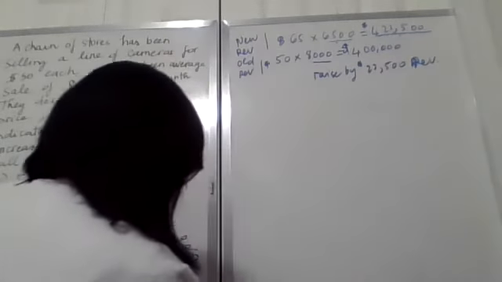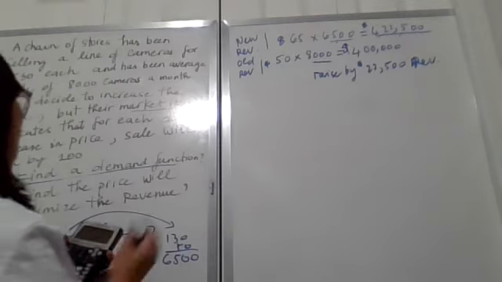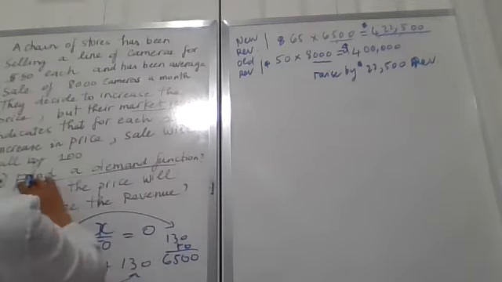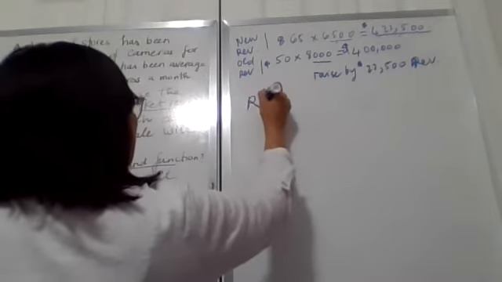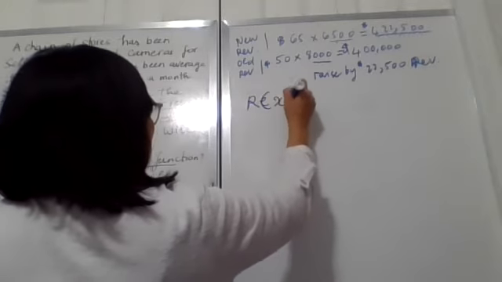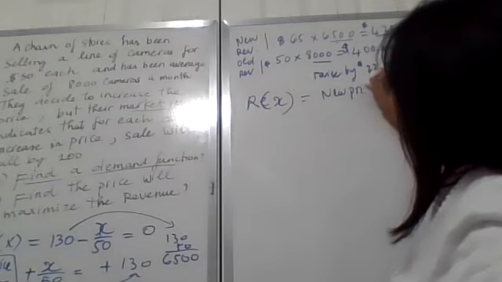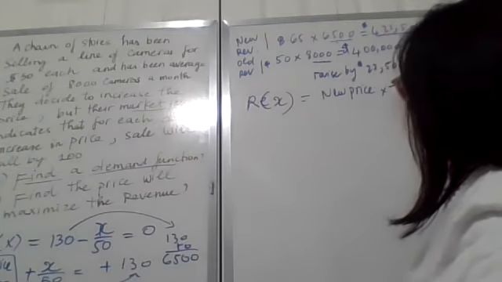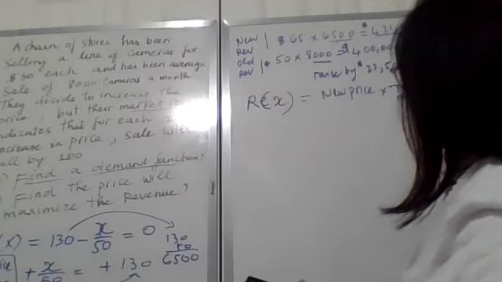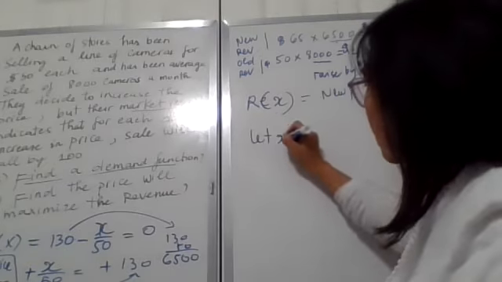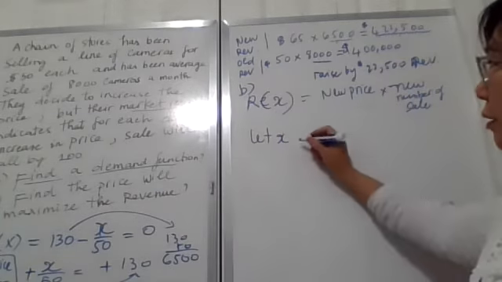I'm going to show you how we answer question B if we don't find the demand function. Let's say this question ignores the first part and only asks you to find the price that will maximize the revenue. So you can find the revenue function right at the start. The revenue is equal to the new price times the new number of sales. This is another way of solving question B, which I found a lot easier, okay?